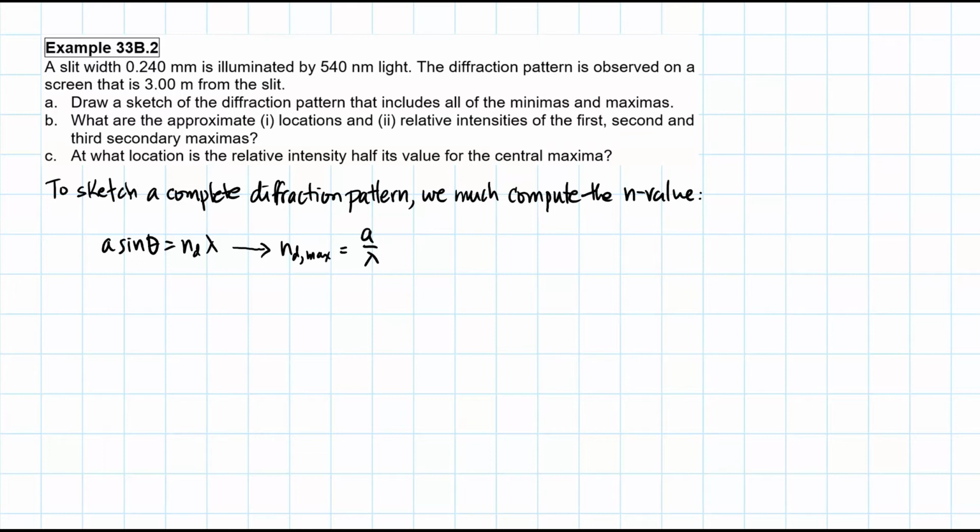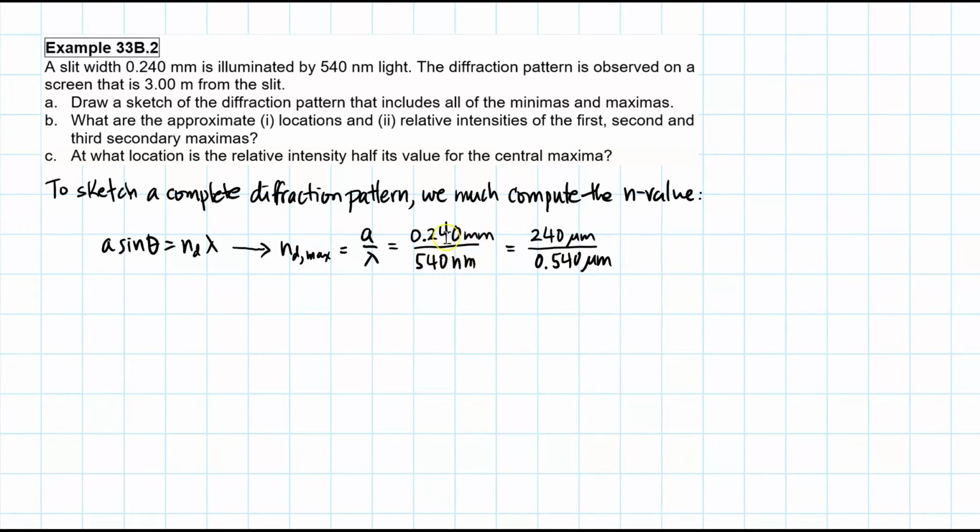To sketch a complete diffraction pattern, we must compute the n value. This is from the path difference equation. So if I look at the maximum value of n, it's equal to the diffraction parameter. So A is 0.24, light is 540 nanometers.